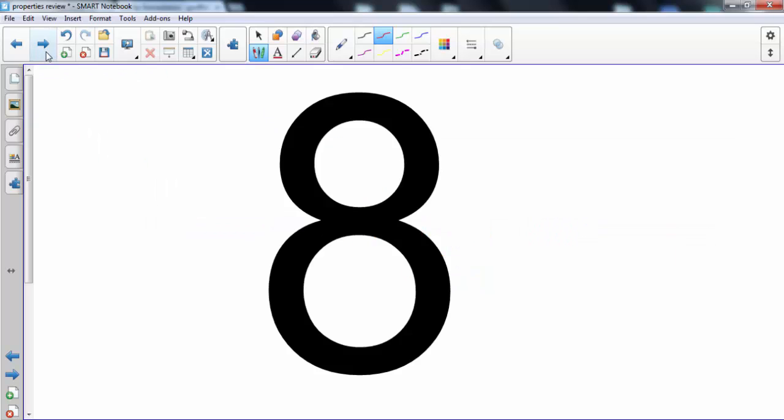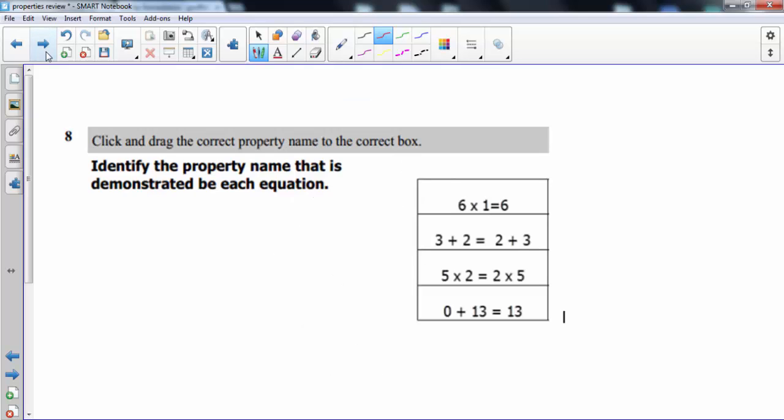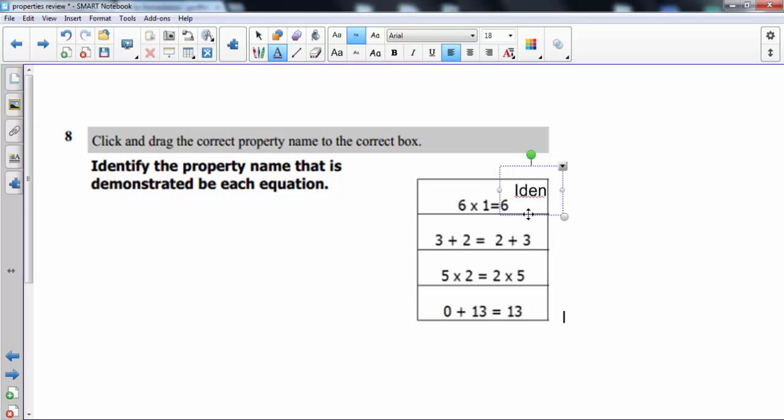Question number 8. Identify the property name that is demonstrated by each equation. This one was a click and drag, but I'm going to go ahead and go through them and type them in for you. This first one, 6 times 1 equals 6. This says that when you multiply a number by 1, it keeps the same number. This is called the identity property of multiplication.